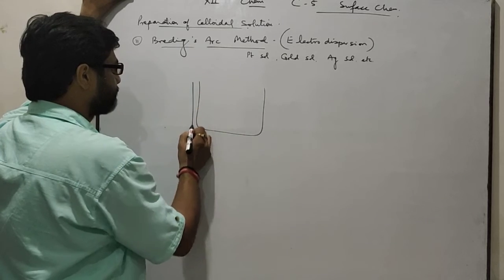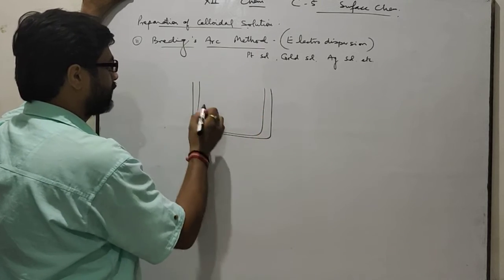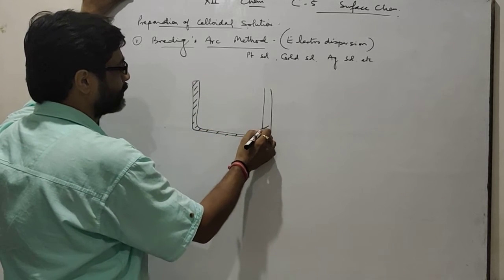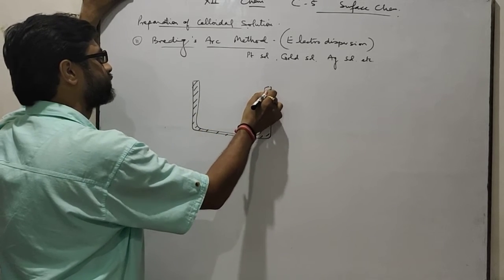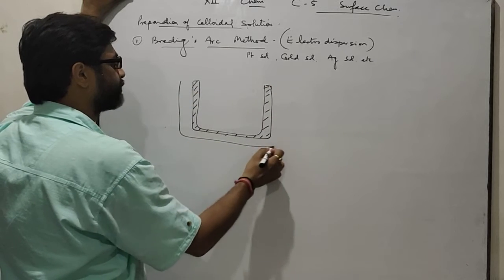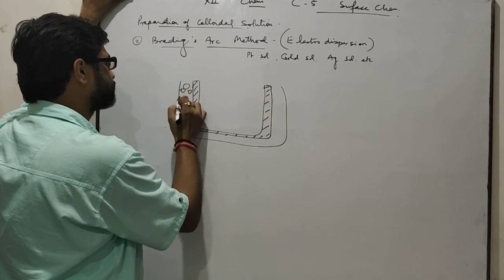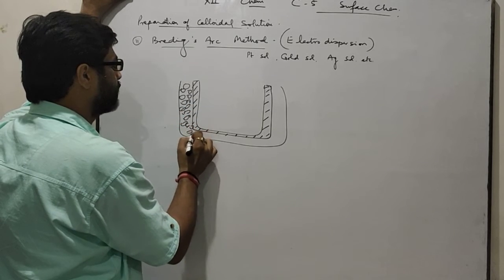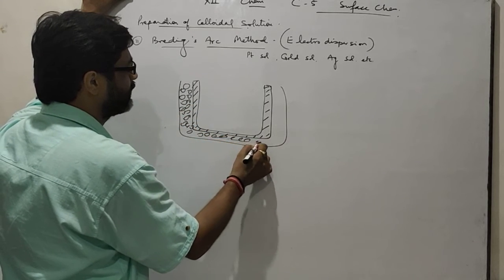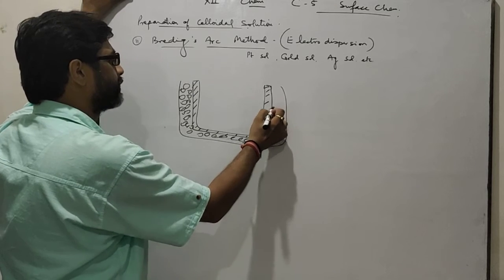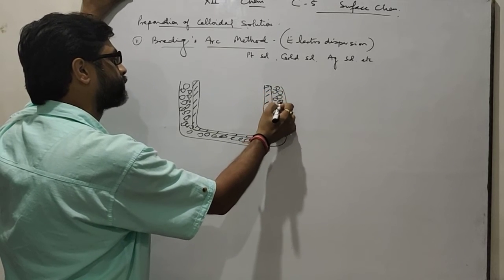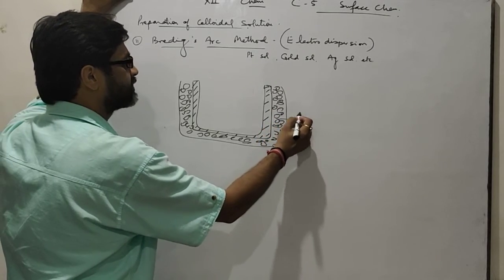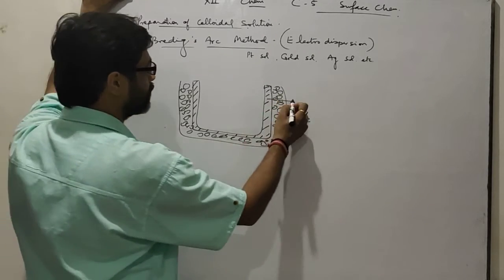In this method, an iron vessel is used which is surrounded with an ice bath. Means this is placed in ice. Ice is filled here to absorb the heat produced by this method. This is called an ice bath. Ice is filled in it. Iron pot, iron vessel.